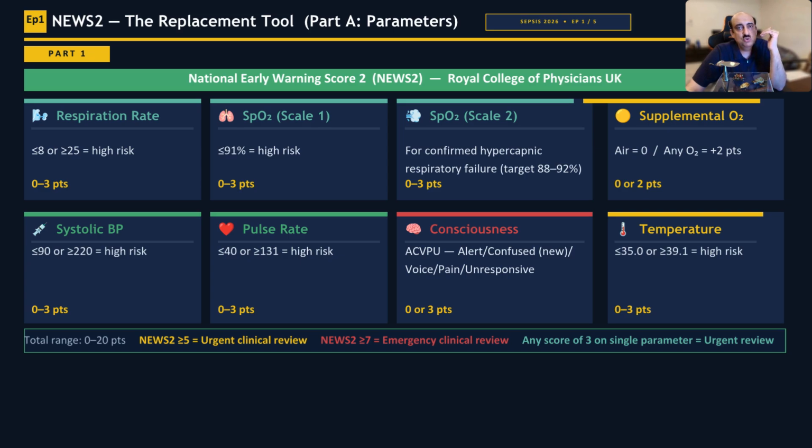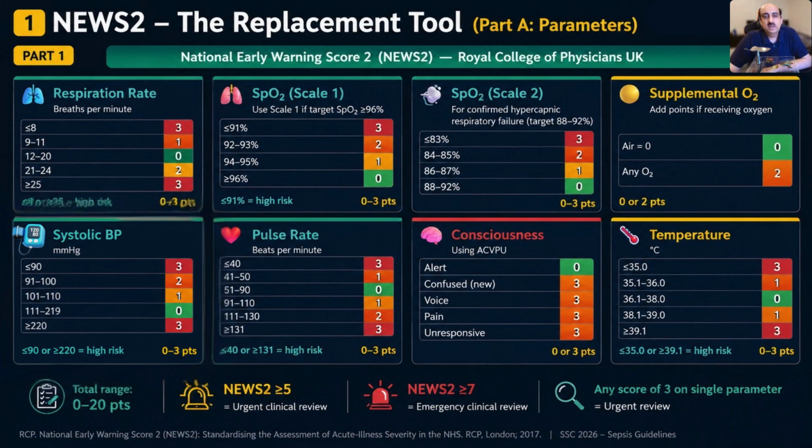Any NEWS2 score of 5 or above will necessitate urgent clinical review from a physician on the unit. And a NEWS score of 7 or more means emergency clinical review. It has to be stat, as soon as possible. And any score of 3 on a single parameter will also need urgent clinical review. And this slide is basically just the same infographic. I've just split up all the parameters into traffic light signal colors: red, orange, and green.